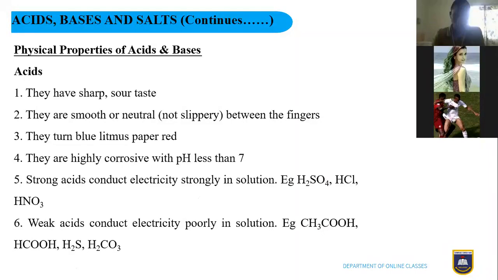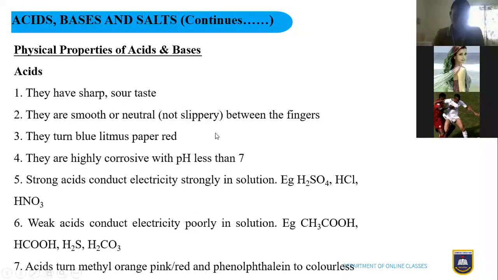Strong acids conduct electricity strongly in solution. Weak acids conduct electricity poorly in solution. These are things you can write for very good marks in examination. There is one at the bottom, the 7th. Acids turn methyl orange pink or red, and phenolphthalein colorless.